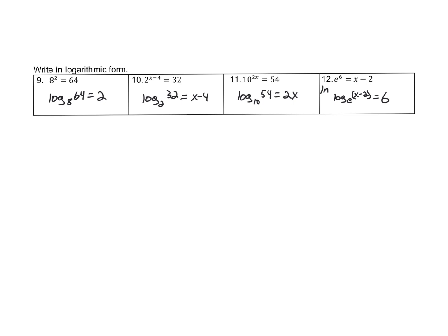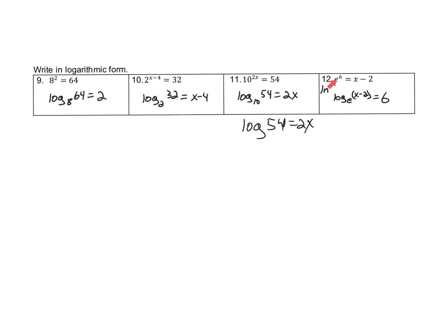Okay, number 11, we have 10 to the power of 2x equals 54. So in log function, the 10 becomes the base. So log base 10 of 54 equals 2x. Now you could see this one just written as log 54 equals 2x. That's because if the base is 10, that's a common log. So log of 54 is understood to have a base of 10.